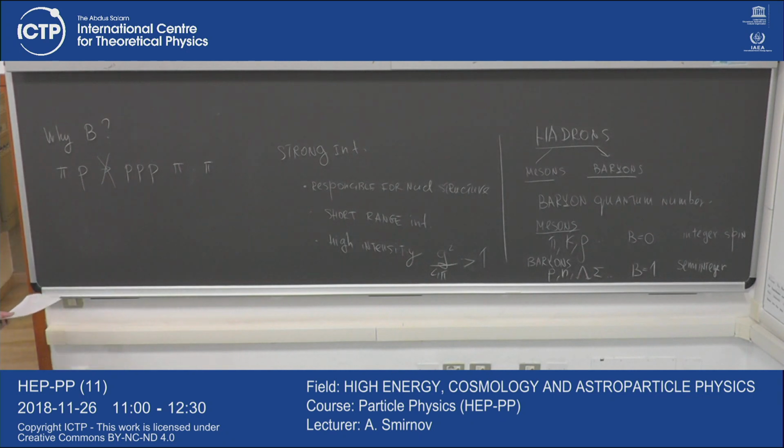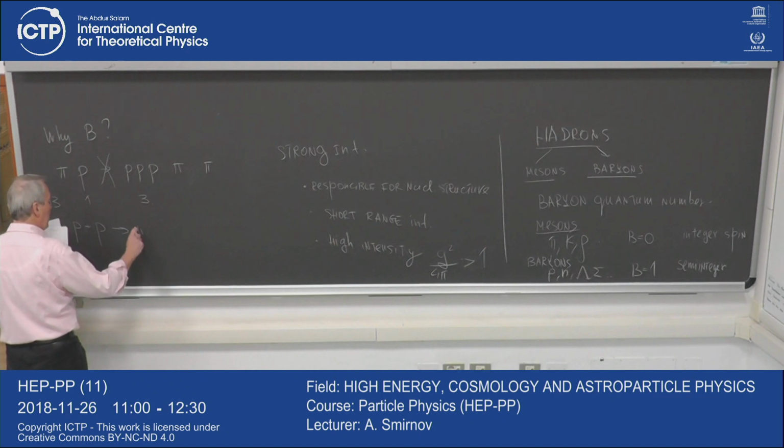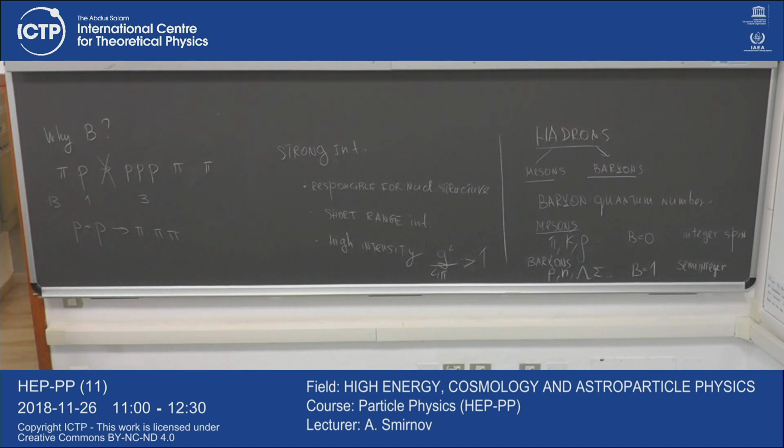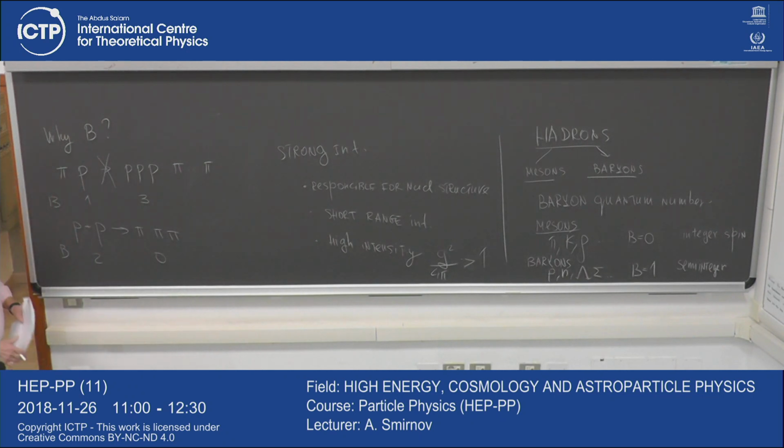And the non-existence of this process is precisely explained by baryon number conservation, because if B is conserved, then in the initial state we have baryon number 1, and in the final state we have baryon number 3. So the baryon number is broken. And to forbid this process, we need to introduce some quantum number. Another example is scattering of 2 protons, which then transform into 3 pions, for instance. Again, electric charge and spin allow this process. However, baryon number is broken. In the initial state we have baryon number 2, and in the final state 0. So we introduce baryon number, which is conserved.